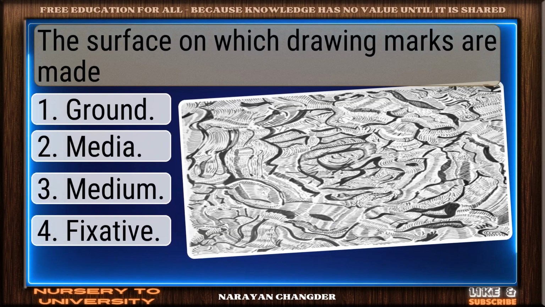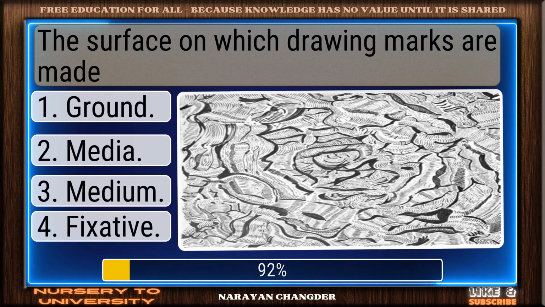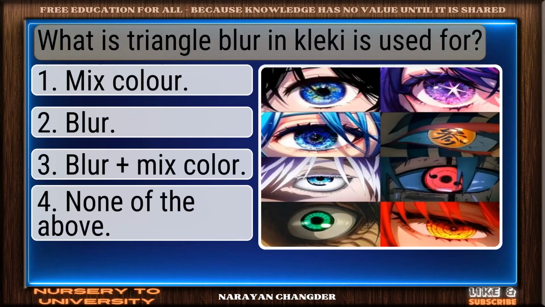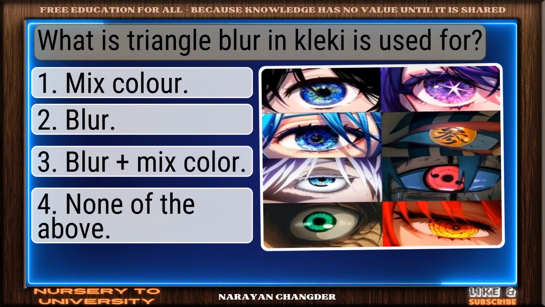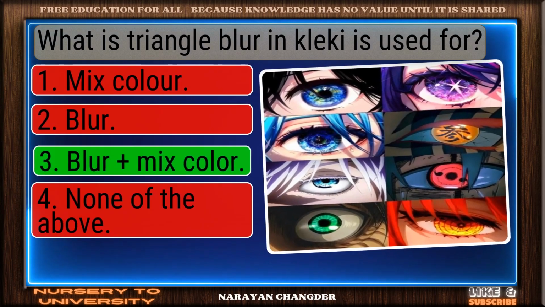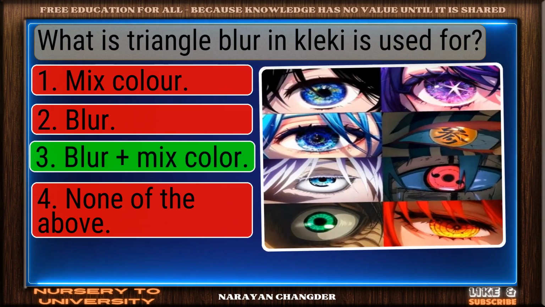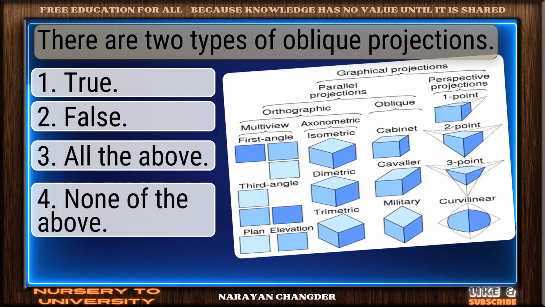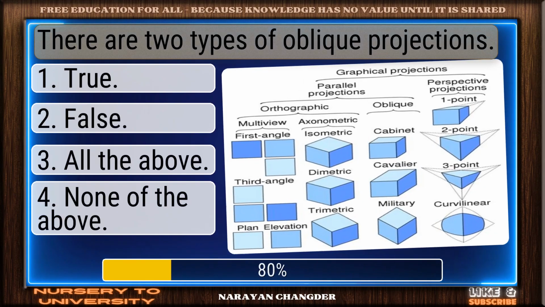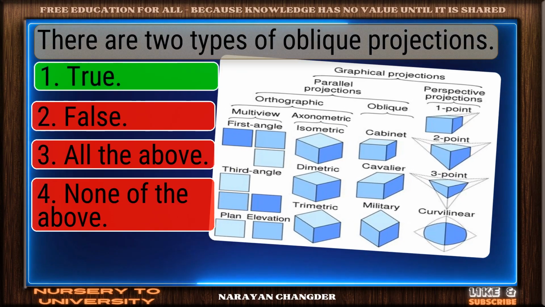The surface on which drawing marks are made. Smart pick. Ground is the correct choice. What is triangle blur in Kaliki used for? Correct response. Blur plus mixed color is the most accurate answer. There are two types of oblique projections. Great job. True is the accurate answer.